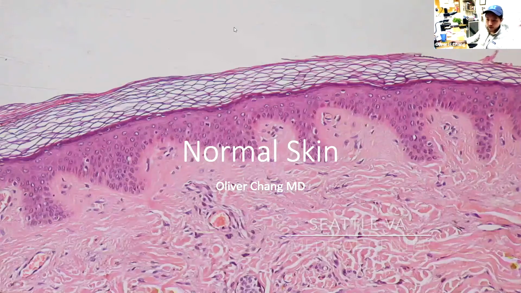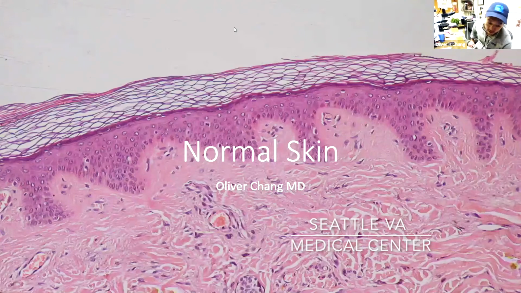So for those of you who don't know me, my name is Oliver Chang. I'm at the VA. I do Dermpath here. I did my fellowship at UW.